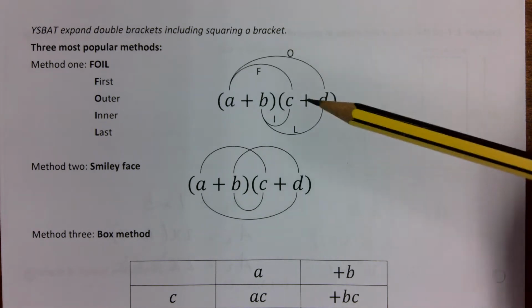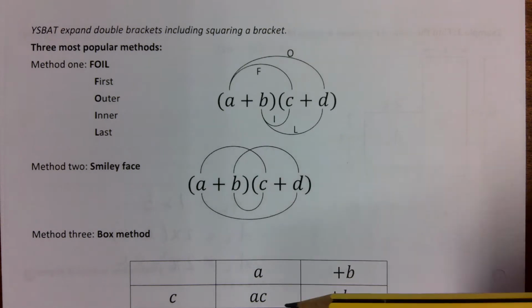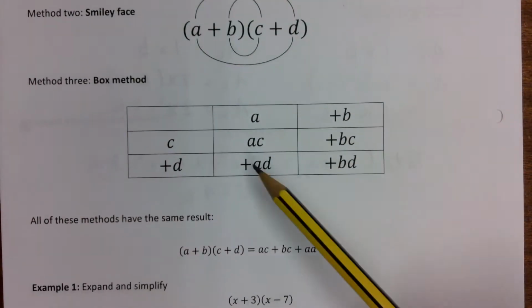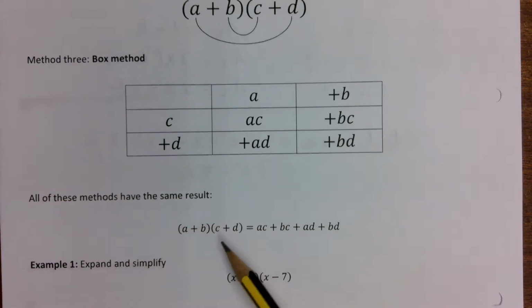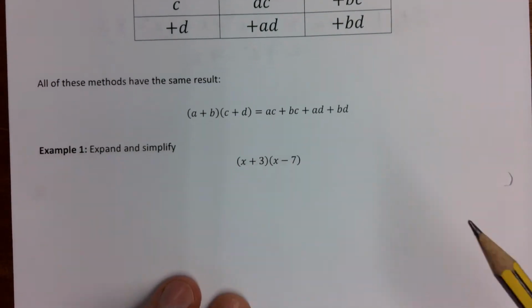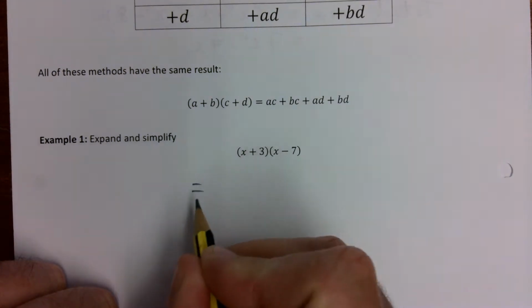The method I'd mostly be using here is FOIL, but there are other methods as well. There's a smiley face method, you can do it this way, or there's a box method where you're multiplying each of the things out separately like that. These methods all give the same result, which is this, but I'll be sticking with FOIL. I think it's the best method, and I think it kind of keeps the order the same way every time.